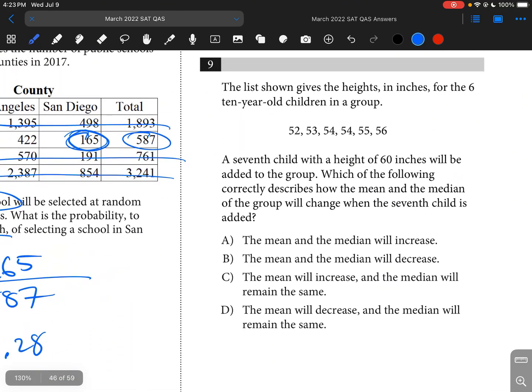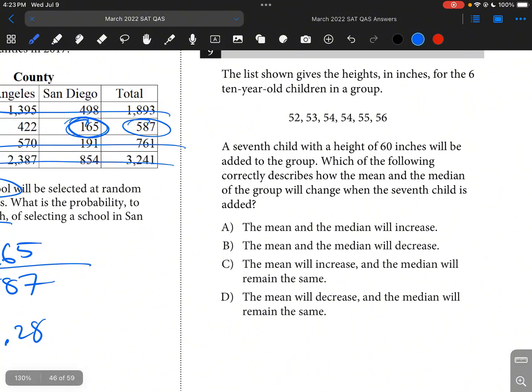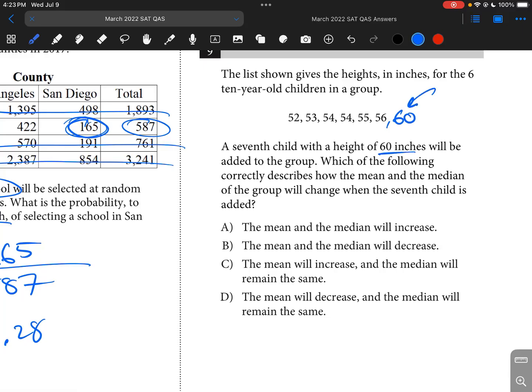Okay, number 9. This list shows heights in inches for 6 10-year-olds. A 7th child with a height of 60 inches will be added to the group. So we add it here on the right because these have to be in ascending order from least to greatest. So 60 is the biggest, so it has to be put there.